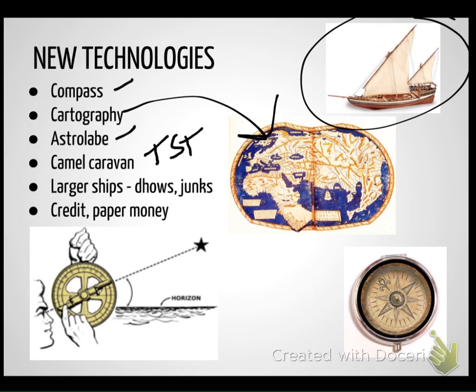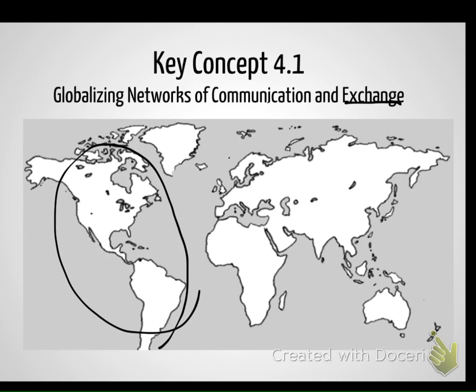And then the whole idea of the economics behind this: credit and paper money. It doesn't mean credit cards. It just means that you could buy things on credit. They set up an account, if you will. Not digital banking by any means. We're not there yet. But these are the new technologies that are going to assist us as we look through and be able to connect the whole world together. And so we're going to see a trade network here.